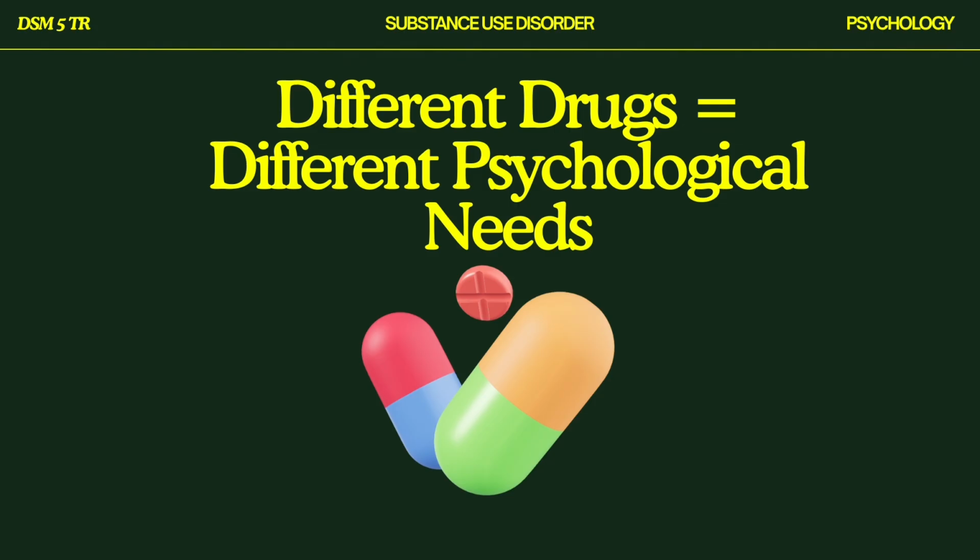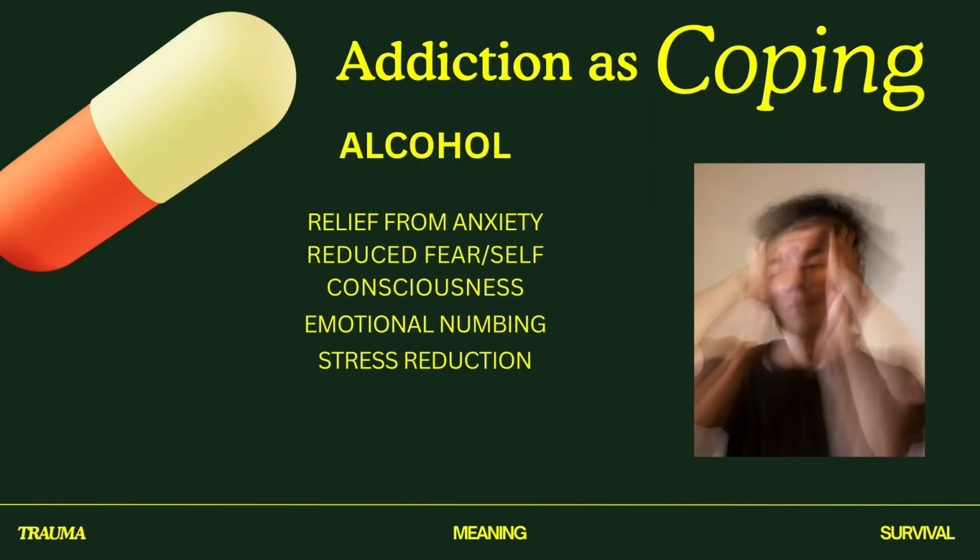To further support that, I'll be giving some examples of how various drugs meet different psychological needs. Number one example is alcohol. This is a form of depressant. Alcohol can relieve anxiety. It can reduce fear and self-consciousness, emotional numbing, and it can also reduce stress.